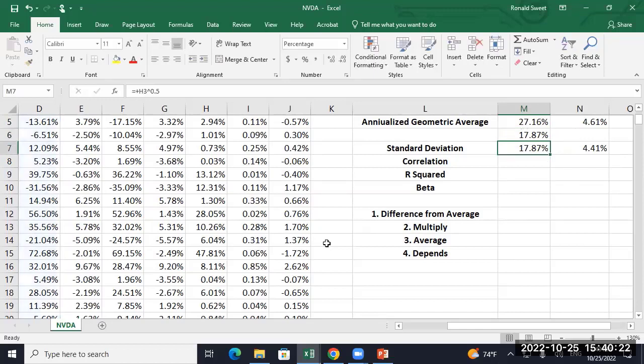So how did I get this 17.87? Can anyone walk me through it without looking? Step one was what? Xi minus X bar. Second step, square it. Third step. Well, the first was the difference. Second, you square it. Third, take the average, and then what? Take the square root of that. Fairly simple, isn't it?